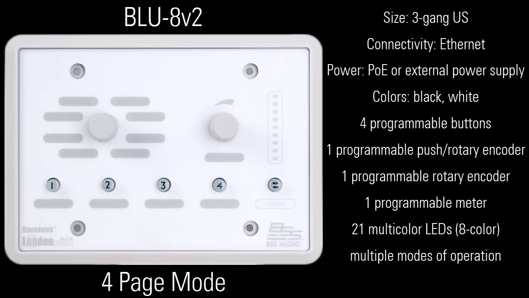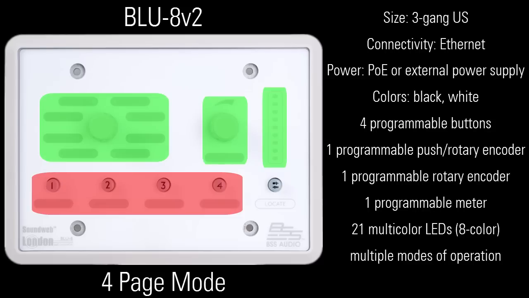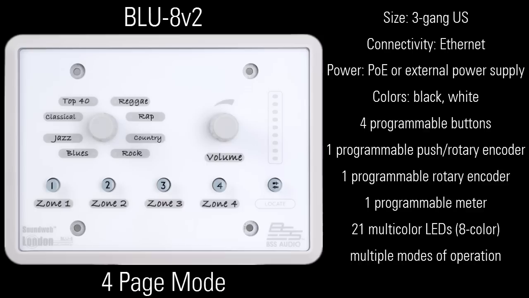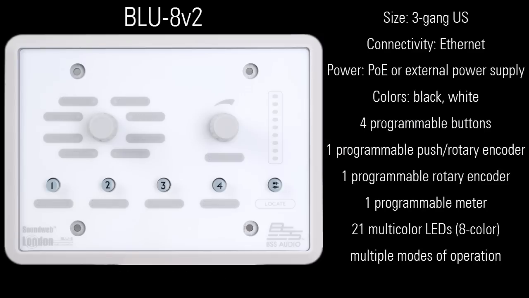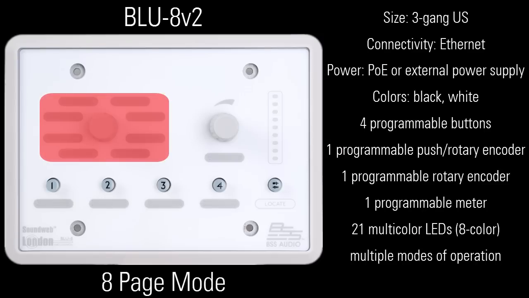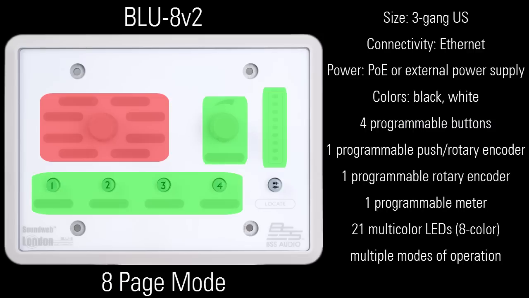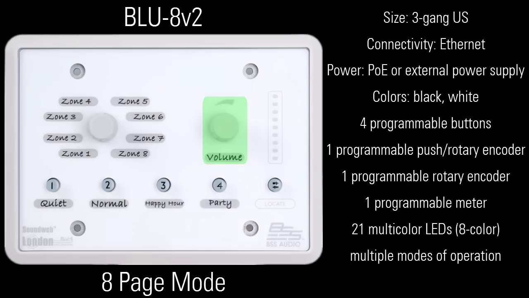In 4-page mode, the 4 buttons are non-programmable. Instead, they allow navigation between up to 4 different pages, each of which can have unique parameter assignments on the other controls. This is useful, for example, for source selection, volume control, and metering for up to 4 different zones. In 8-page mode, the left encoder is non-programmable. Instead, it allows navigation between up to 8 different pages, each of which can have unique parameter assignments on the other controls. This is useful, for example, for preset recall, volume control, and metering for up to 8 different zones.